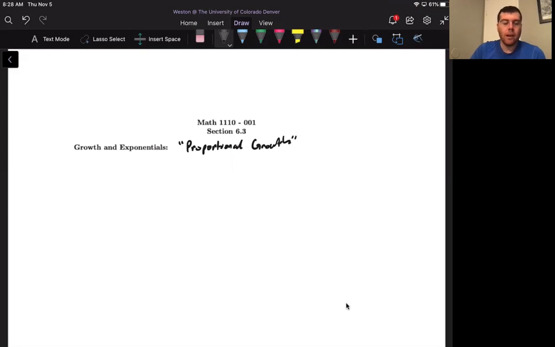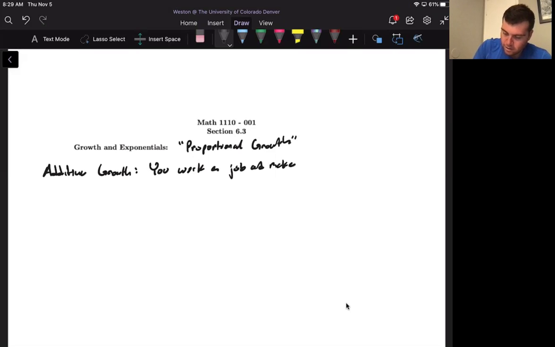So first, we're going to motivate how this is different from what we've usually done by first talking about additive growth. So suppose you work a job and you make, let's say, $200 a day. Actually, let's do 100. That's probably more realistic for a college student working a part-time job. And you make $100 a day.